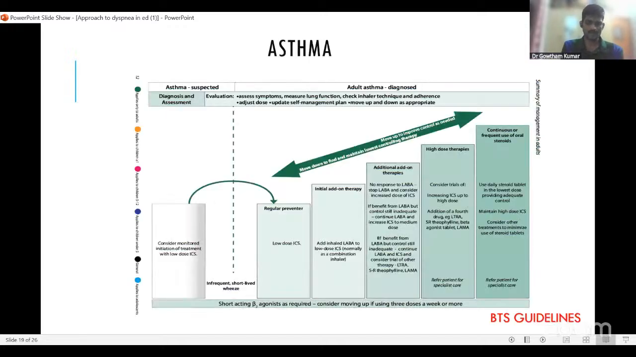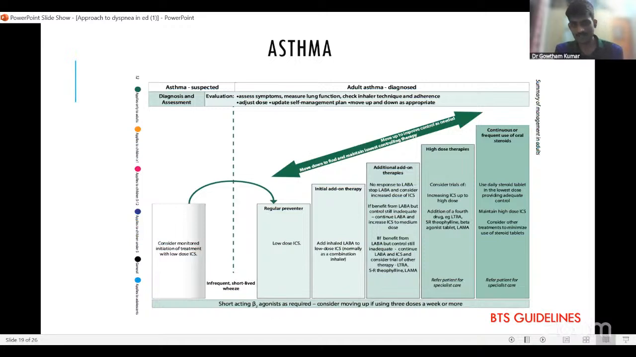Now coming to disease specifics: asthma, BTS guidelines. If someone with asthma comes with breathing difficulty, evaluate whether it is acute severe asthma, life-threatening or near-fatal asthma. Give them nebulizations, check whether it improves the patient, do the appropriate investigations, do the ABG, check for PCO2. If it is normalizing, then it is near-fatal. Go ahead and intubate.